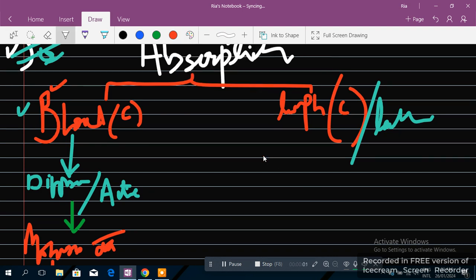We were discussing the structure of the ileum, which is the third part of the small intestine, in digestion. In that, we were discussing the blood capillary, which was done entirely. Now we're going to the lymph.